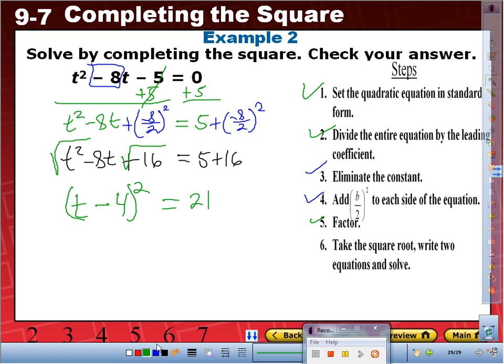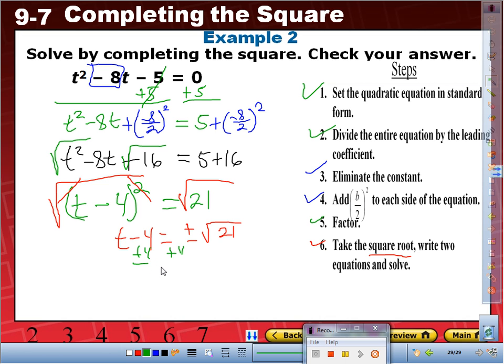Okay, let's continue. What cancels the squared? Square root, and whatever we do to one side, we do to the other. So that's why we do the square root. This cancels this. We're left with t minus 4 equals plus or minus square root of 21. We need to get rid of that 4, so we add 4 to each side. t is equal to 4 plus or minus square root of 21.